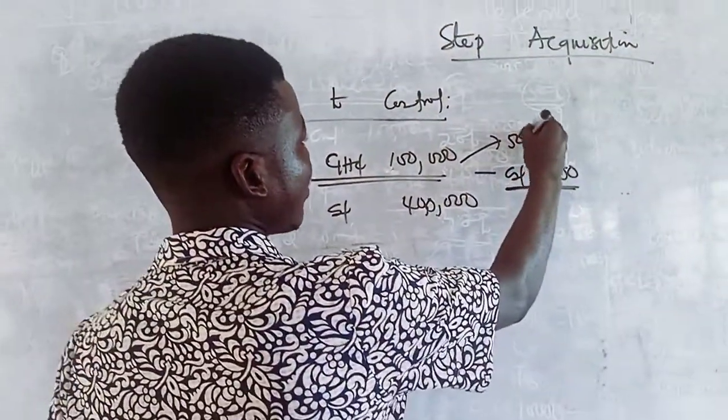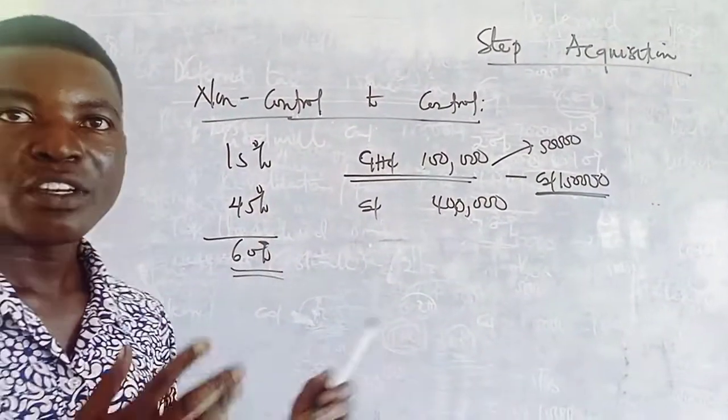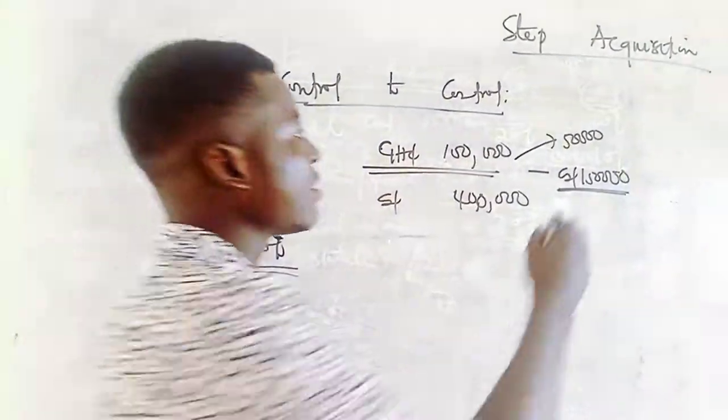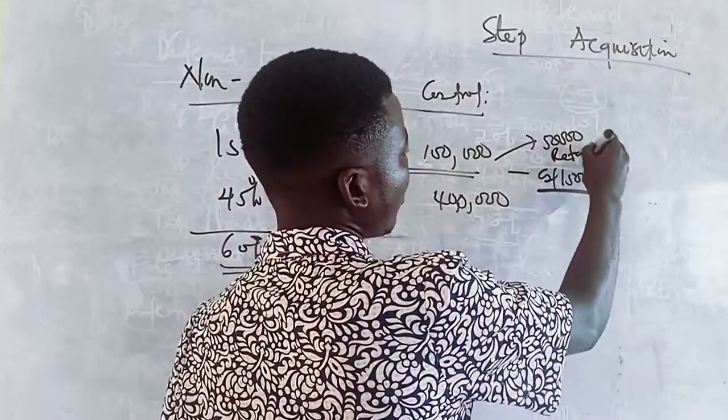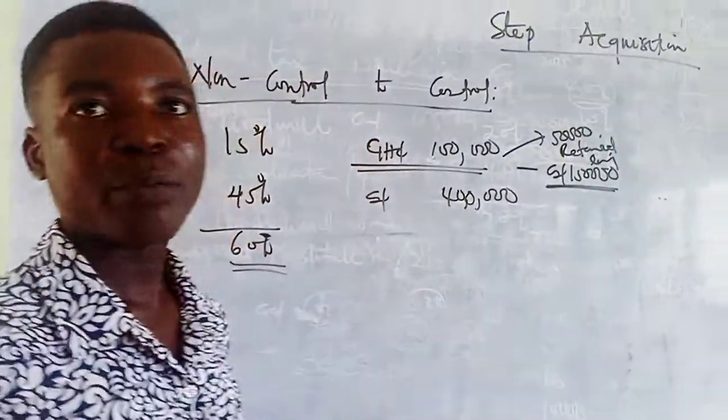gain of 50,000. This gain, the treatment depends on how the parent is carrying it. If the parent is carrying this at cost, then this gain will be sent to retained earnings, or P&L account if you're preparing a P&L account.